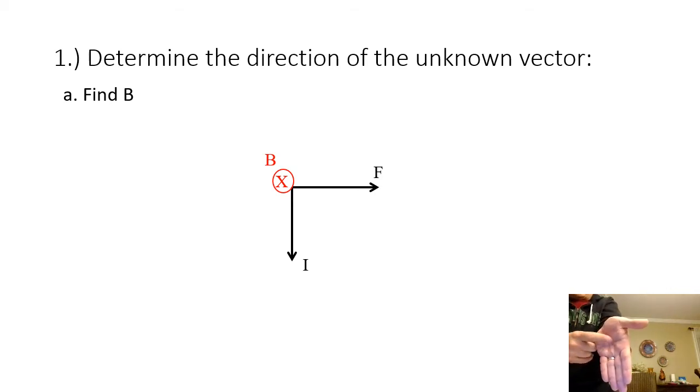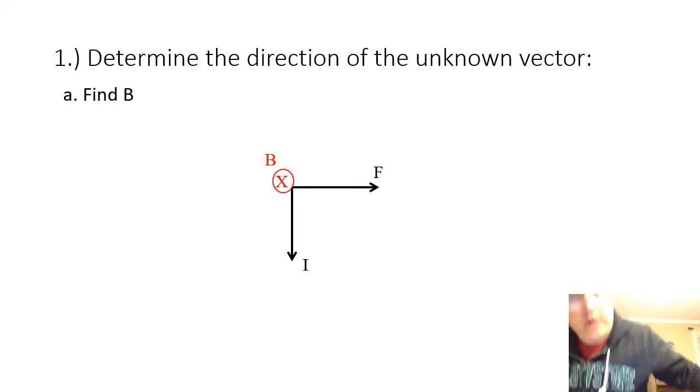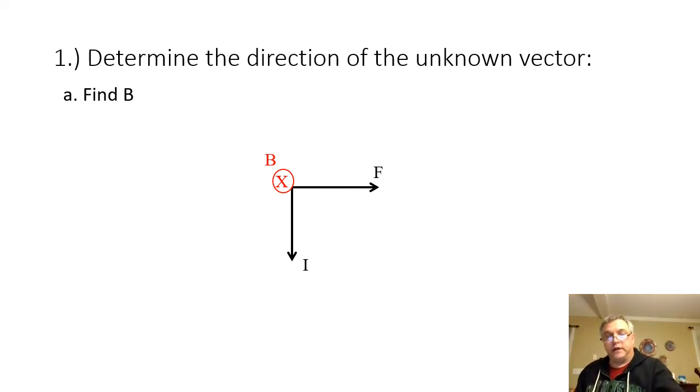My palm, which represents the magnetic field, is pointing toward the screen. So that is in the negative z direction. And we always denote the negative z direction with an x.